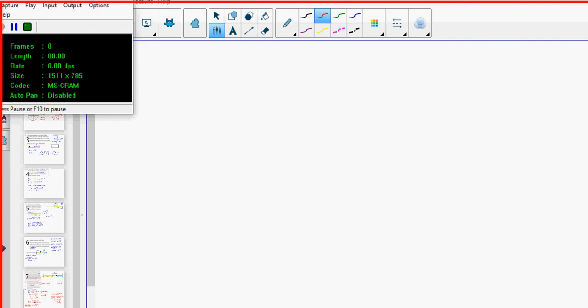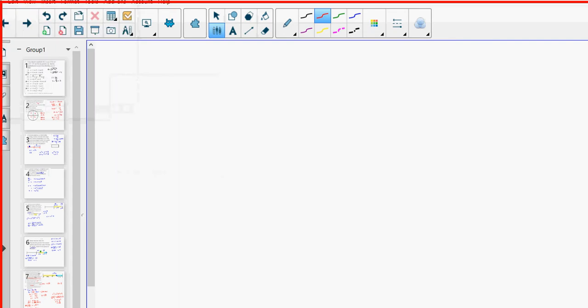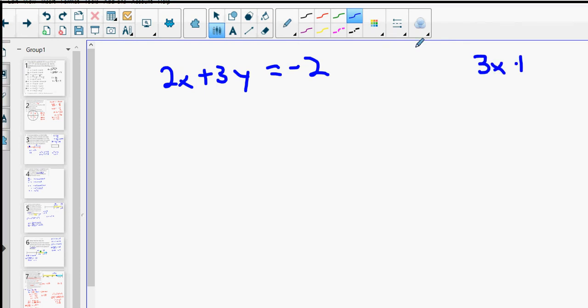So guys, the first thing we're going to do is solve two simultaneous linear equations. We're going to solve 2x plus 3y equals minus 2, and 3x plus 7y equals minus 6. Now, I think I'll get rid of the y's, so I'll multiply the first equation by 7 and the second equation by minus 3.